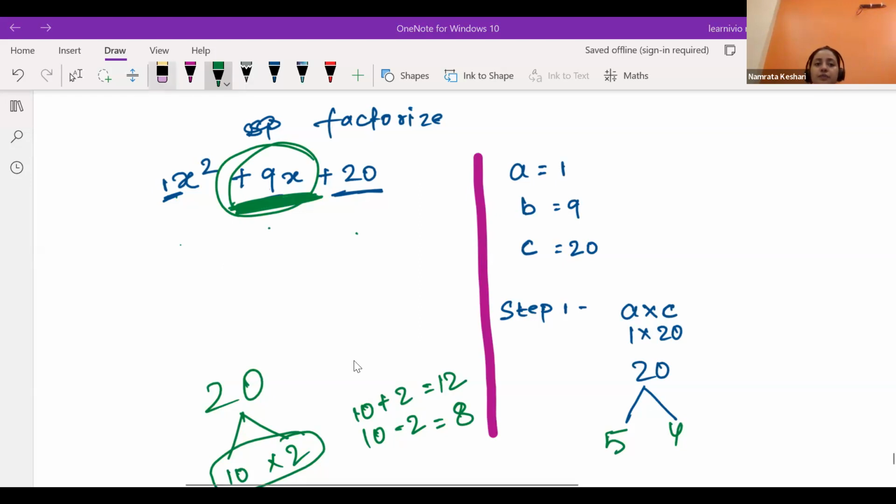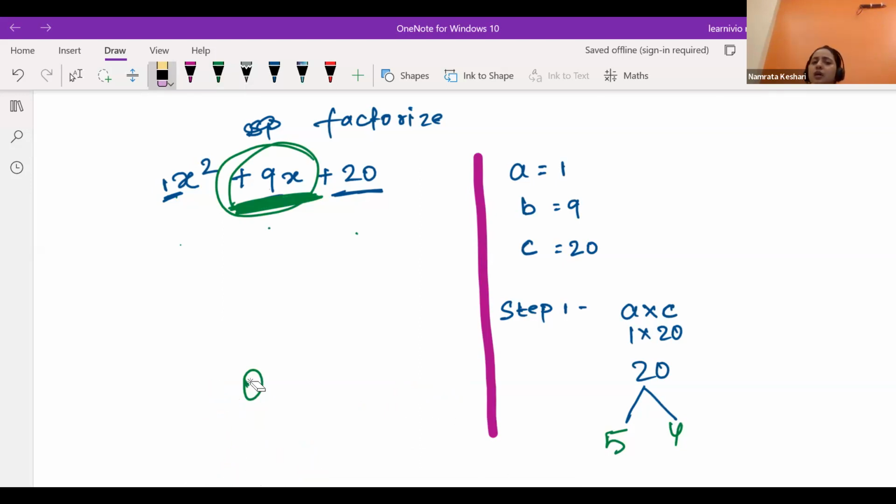Can we take minus 5x minus 4x after splitting the middle term? Can we take -5 and -4? That we'll be thinking. Just the numbers we have figured out, 5 and 4. Now which one is negative, which one is positive? That we will decide by looking at our middle term. Our middle term is 9, that too positive 9. So if we take +5 and +4, it will generate +9.